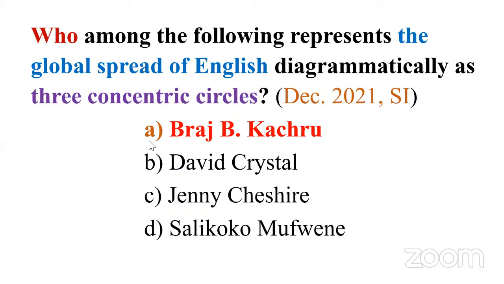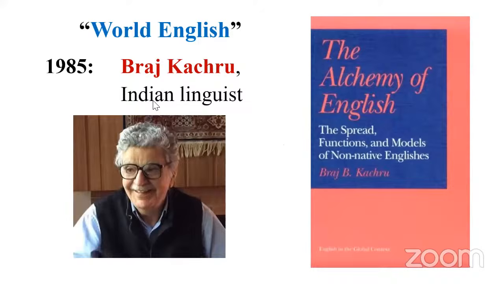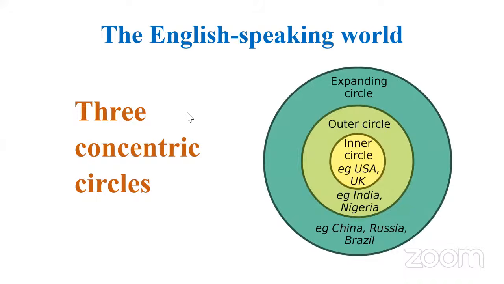Answer B. Braj Kachru is an Indian linguist who coined the term World English and is famous for his book, The Alchemy of English. And he is the one who came up with these three concentric circles: inner circle, outer circle, expanding circle. So he divided the English speaking world into three.